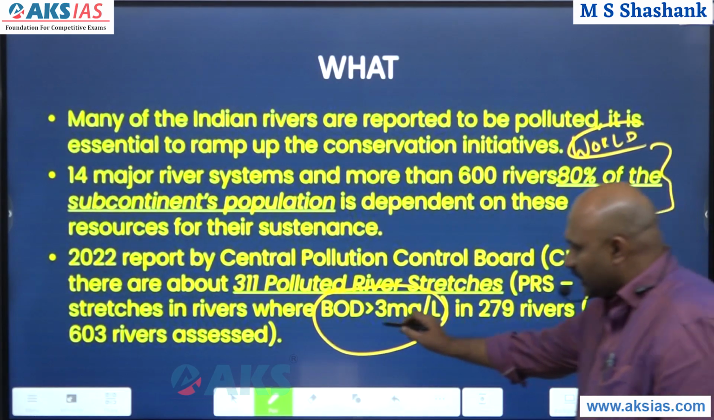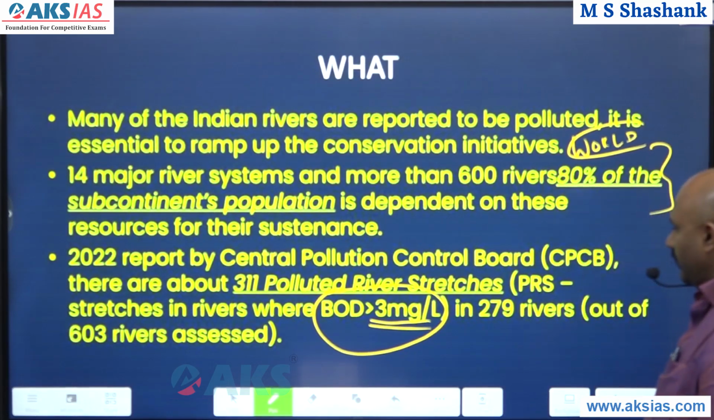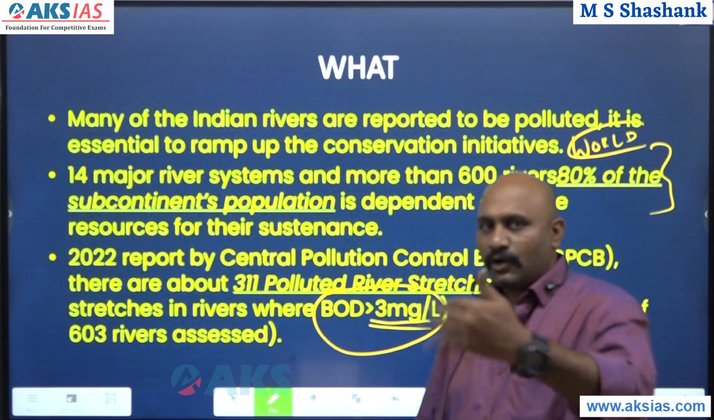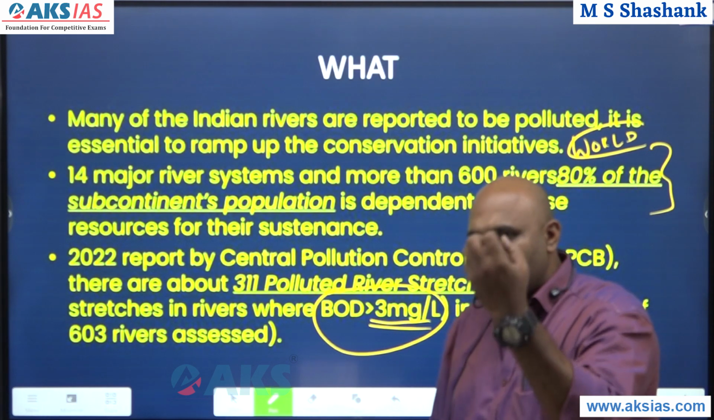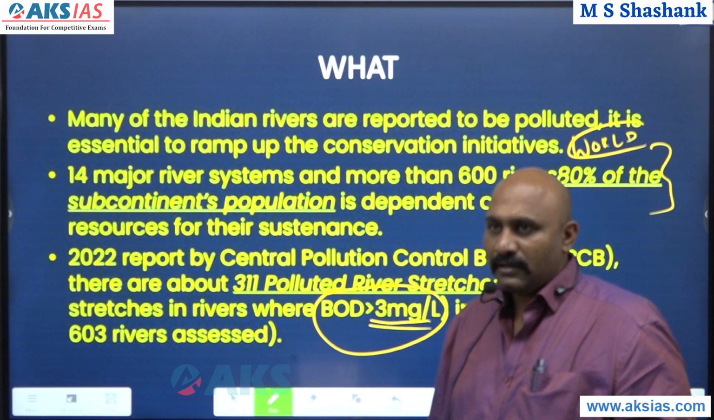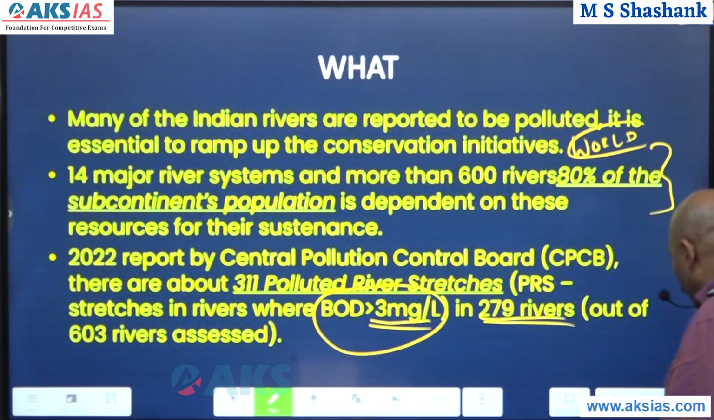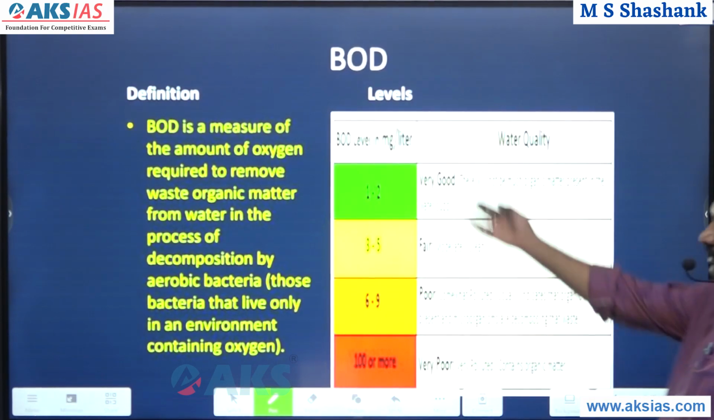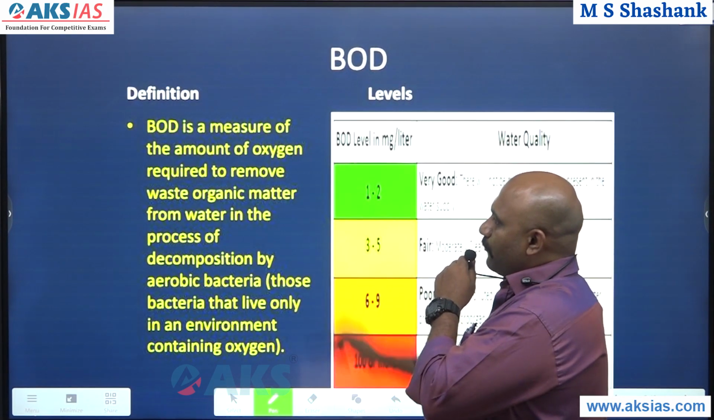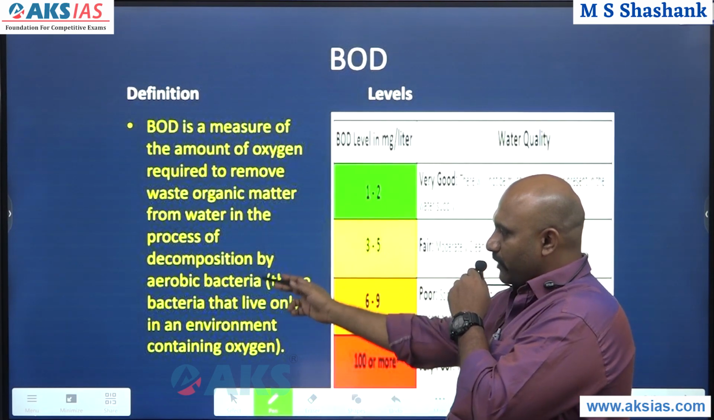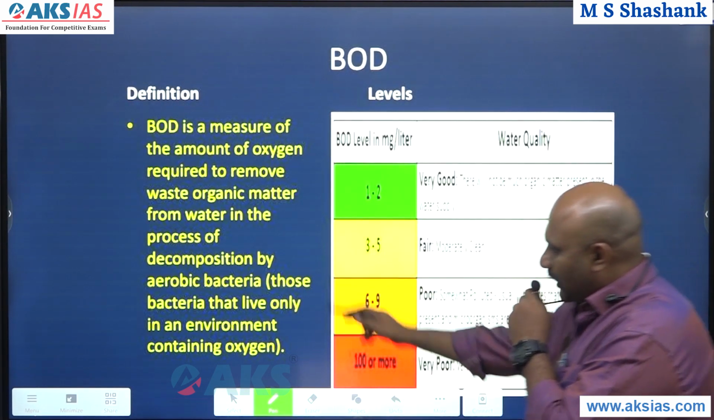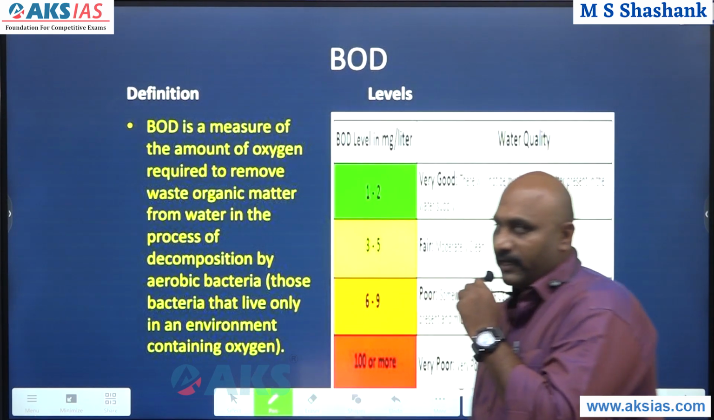Now currently the levels are greater than 3 mg per litre in 279 rivers out of 603 rivers. So almost 30% is all gone. The wastage is very high. That means the quality of water is very bad. So if you observe this, please, BOD is a measure of the amount of oxygen required to remove the waste organic matter from water in the process of decomposition by aerobic bacteria. That is bacteria which can only live in an environment containing oxygen.